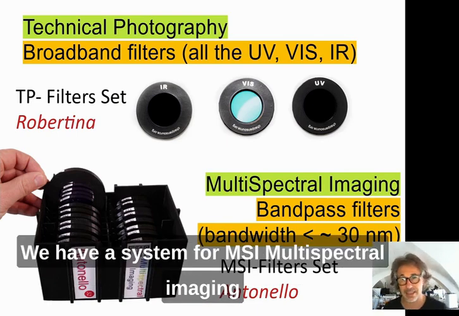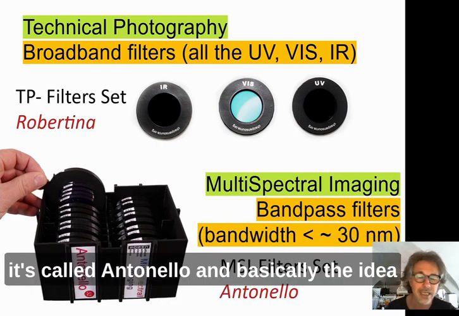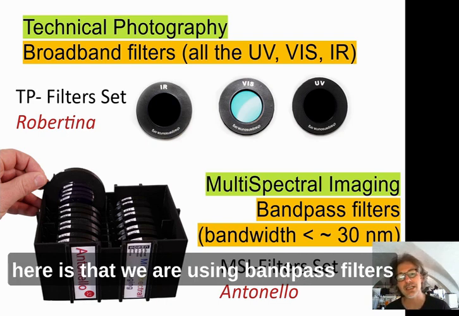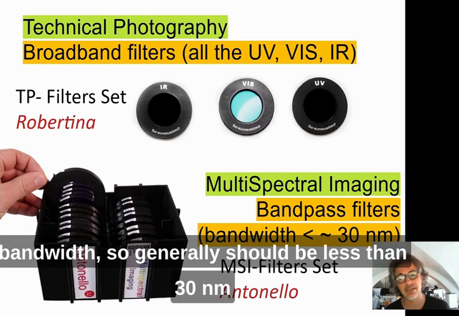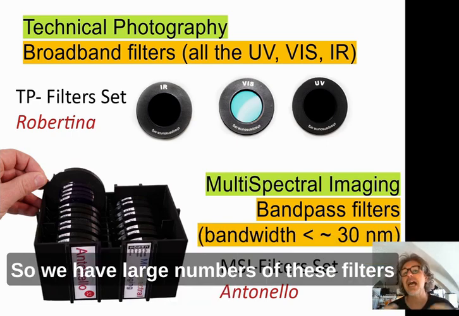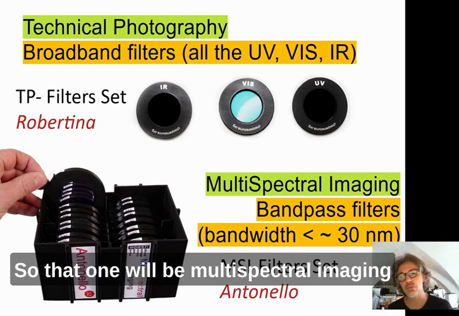We have a system for MSI, multispectral imaging. It's called Antonello. And basically the idea here is that we are using bandpass filters. So it means that they have a very narrow bandwidth, so generally should be less than 30 nanometers. And so we have large numbers of these filters. So that one will be multispectral imaging.